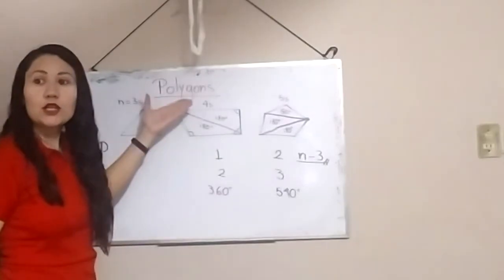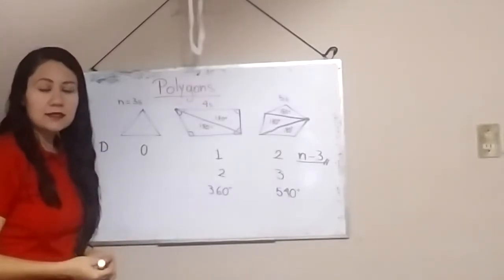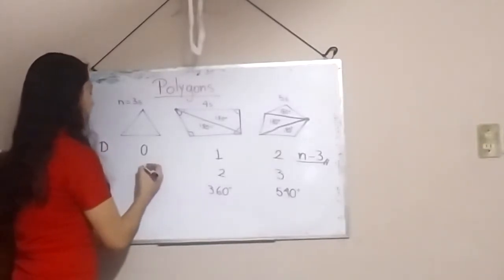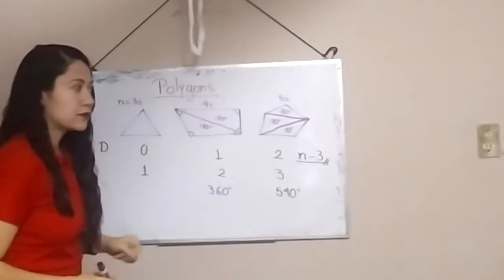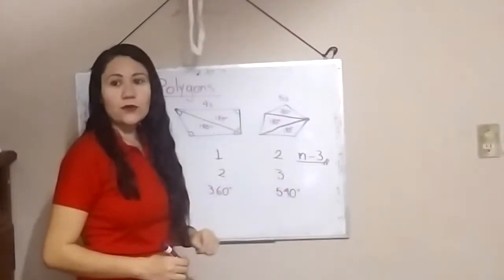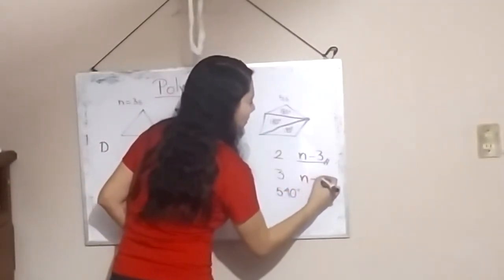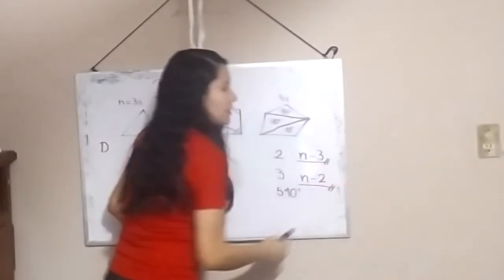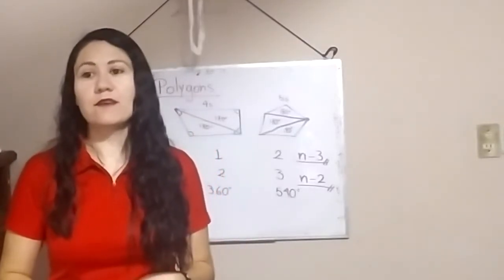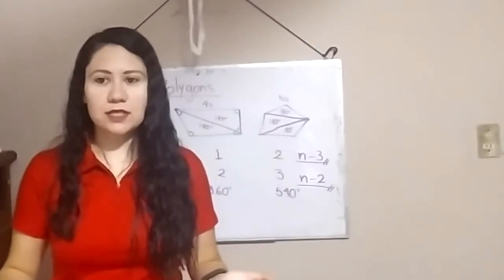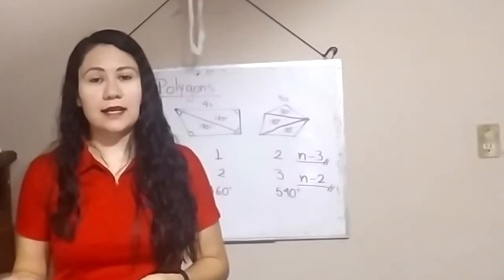Now let's do the same to find the number of triangles. Triangles have 3 sides and it's just 1 triangle. Quadrilaterals, 4 sides, 2 triangles. Pentagon, 5 sides, 3 triangles. That means that we are going to take the number of sides minus 2. That is the number of triangles that will be formed with the diagonals. Okay, so if we have a polygon that has 100 sides and we make the diagonals from it, we will get 98 triangles.